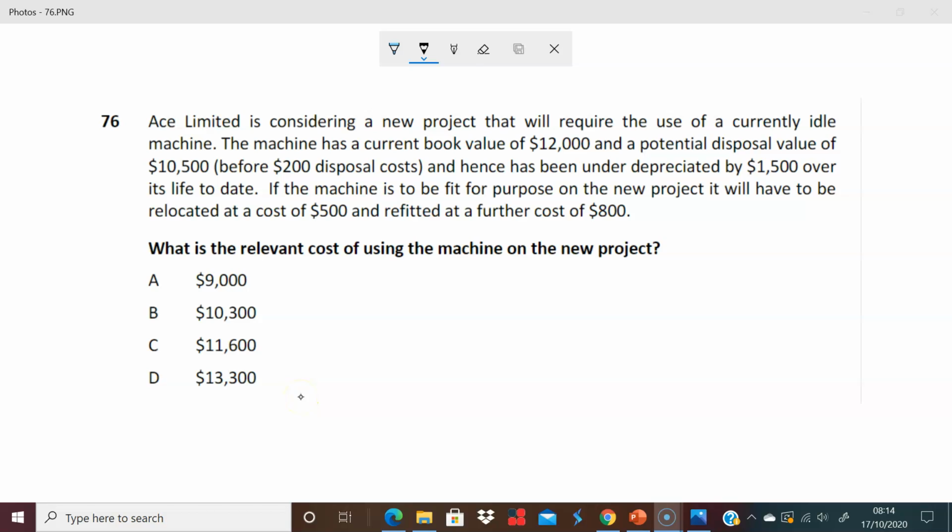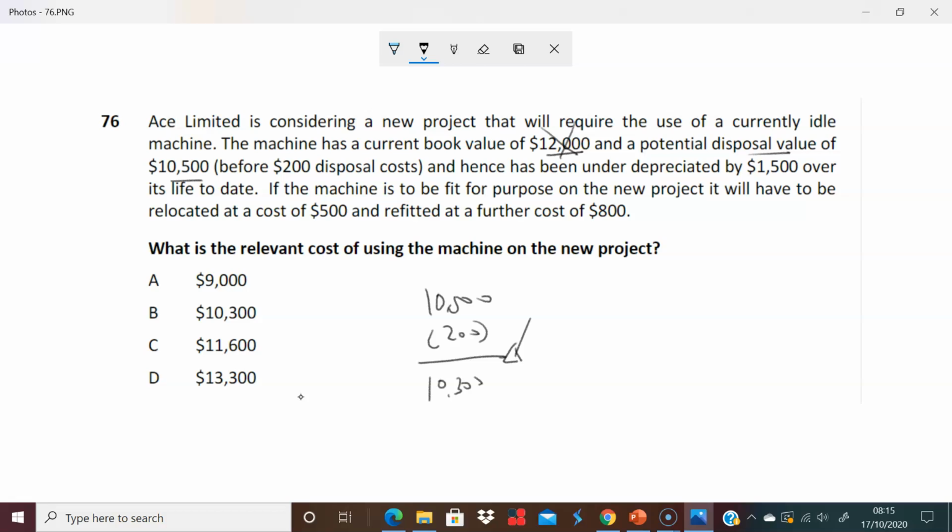Right, question 76. So what we have here is a new project that is considering the use of a machine that's currently sitting, and it has a current book value of 12 grand. You can probably imagine this is totally irrelevant, and a potential disposal value of 10,500 before disposal costs. So really the net realizable value if we sell this thing is 10,500 minus 200. So this is the opportunity cost. We can sell it for this, or we can carry on with the project.